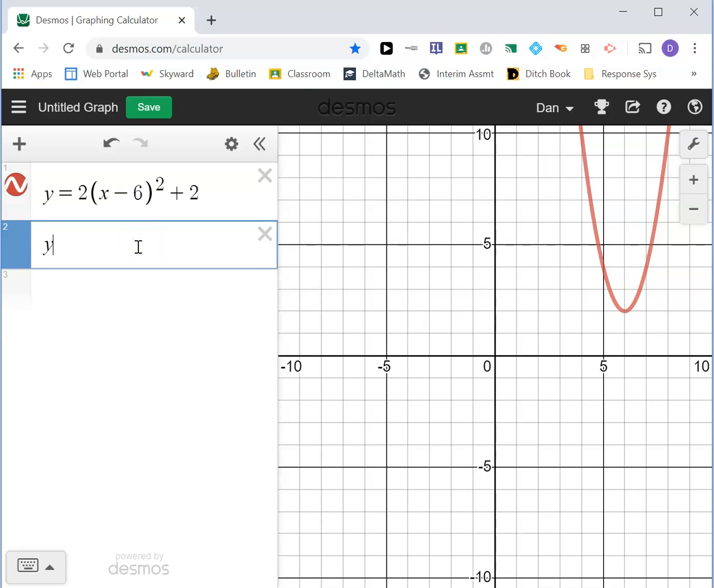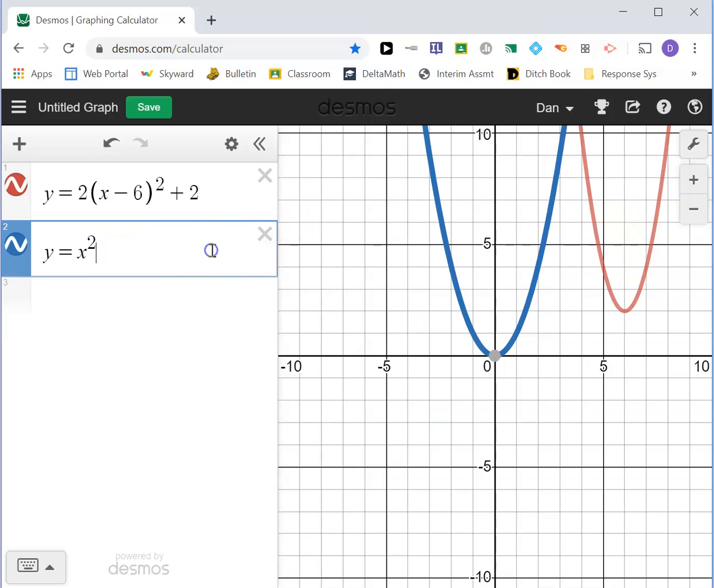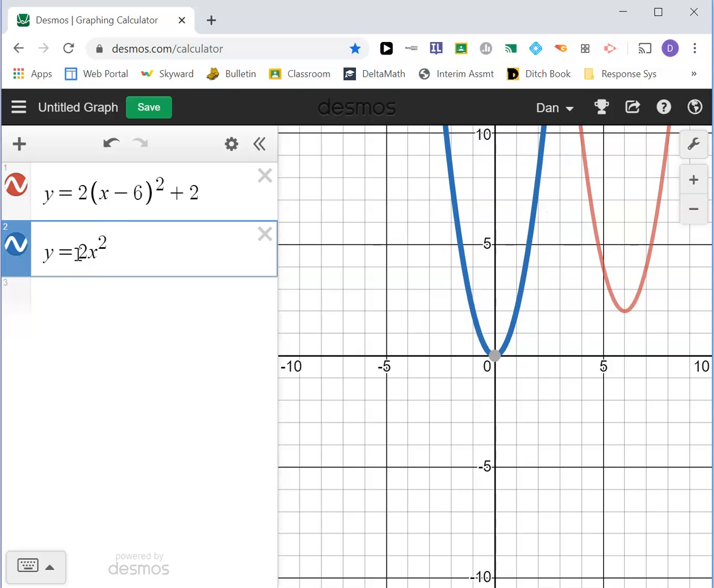Now, what do I mean shifted to the right? Well, if I start with kind of the original parabola right there, you'll notice that its vertex, the bottom of it, is right at 0, 0. Okay, and then if I put a 2 out in front, it stretches it up a little bit. So now it's kind of the same shape as this one, but this one is shifted to the right 6 and up 2.